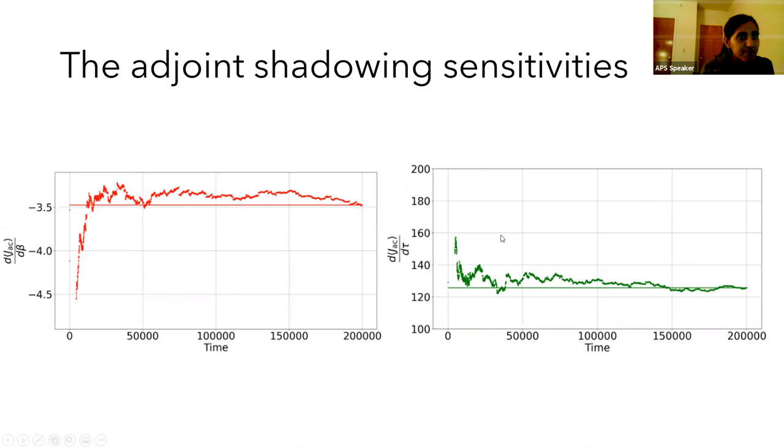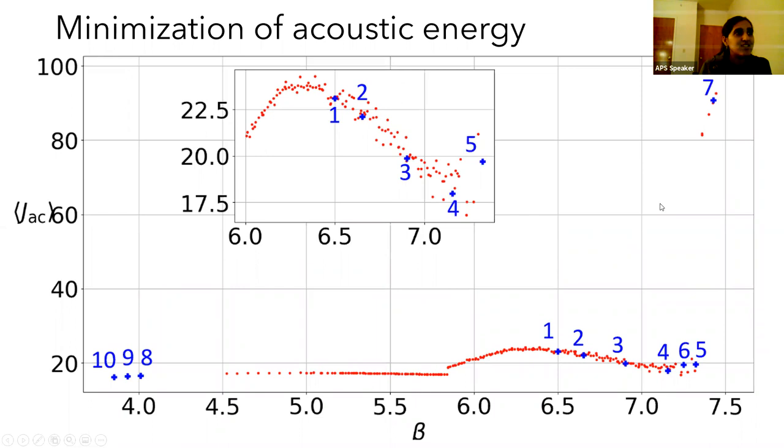They're accurate enough for downstream applications. So this application shows the minimization of the time average of acoustic energy, which is the same as suppressing these thermoacoustic oscillations. Therefore, this is an important application. And here we show, on the plot of the time average of acoustic energy versus beta, the path of optimization taken by using these computed shadowing sensitivities.